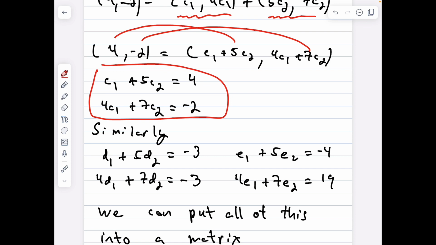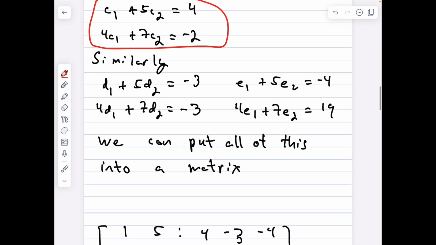Similarly, you would do the same thing for the other vectors, the other equations that I had. But what you can do is put all of this in one system of equations actually. Well, not one system, but a whole matrix, like an augmented matrix.